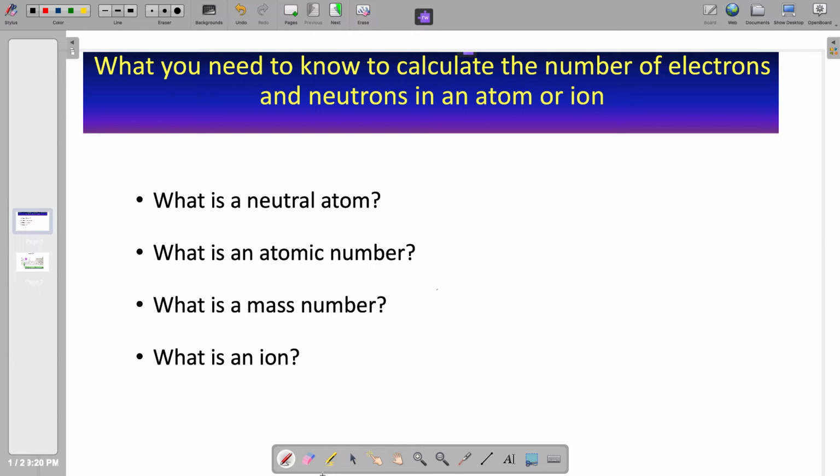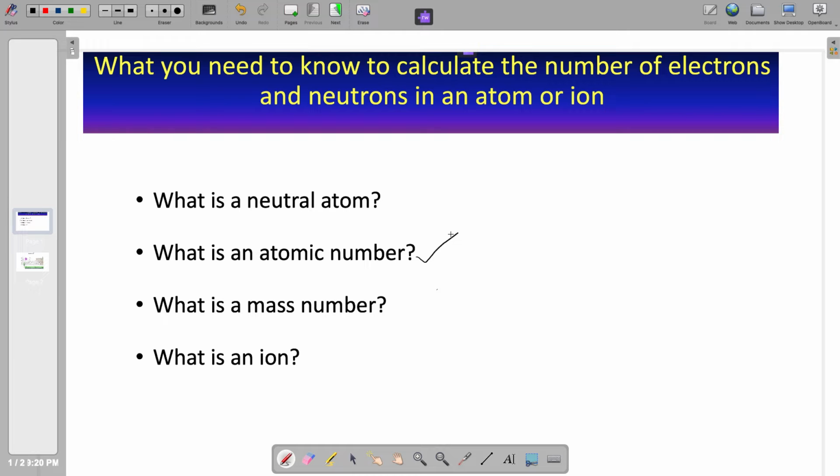In this lesson, we will discuss what you need to know to calculate the number of electrons and neutrons in an atom or ion. First of all, you need to know what an atomic number is. So what is an atomic number? An atomic number is the number of protons in an atom.